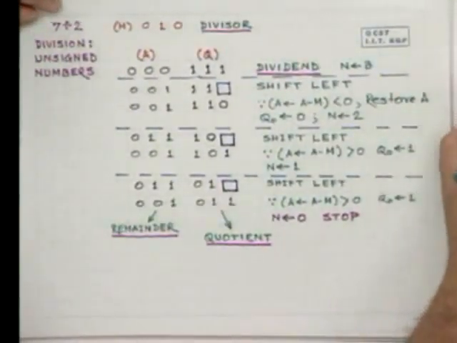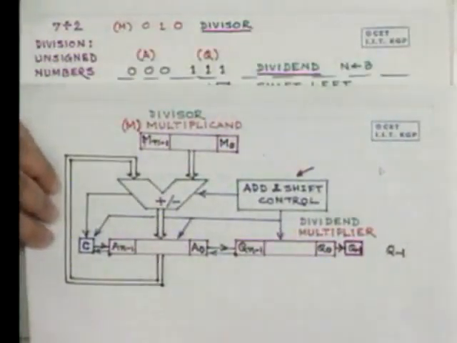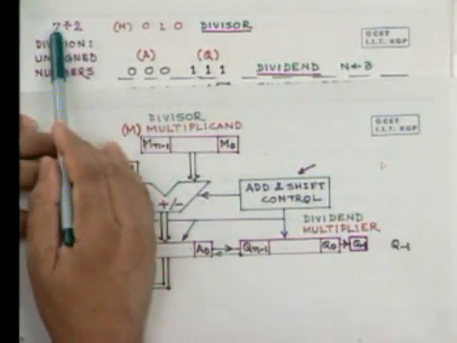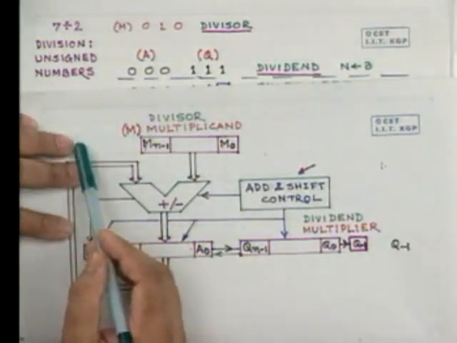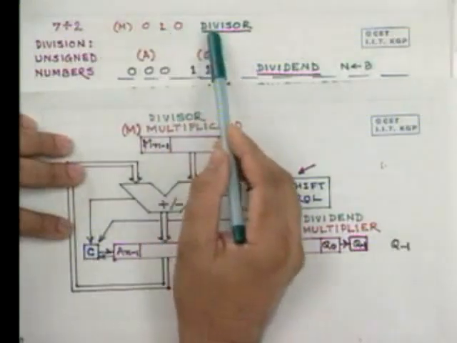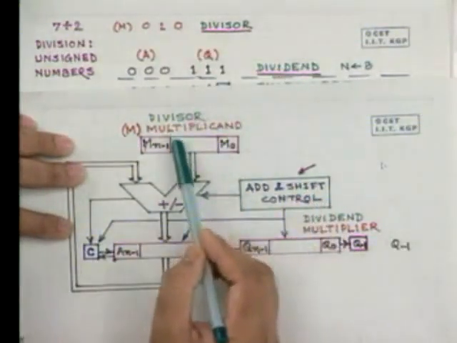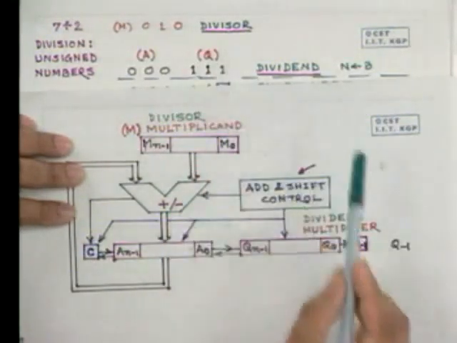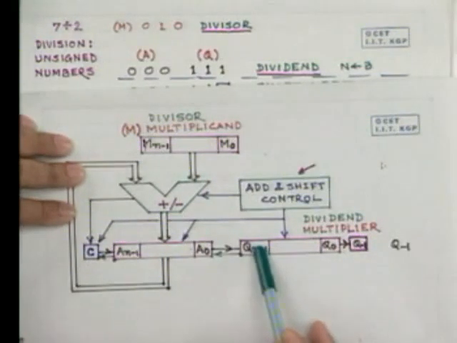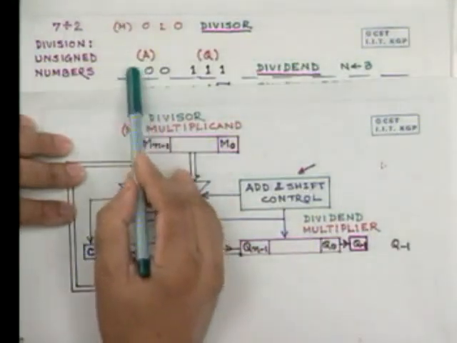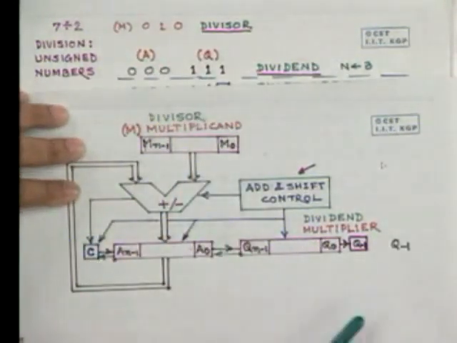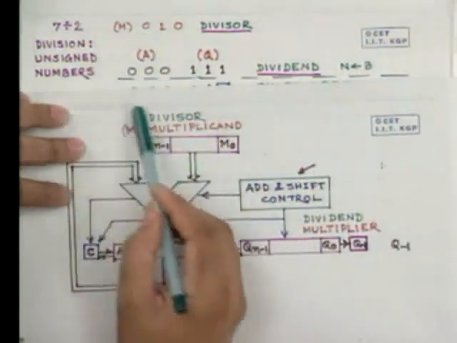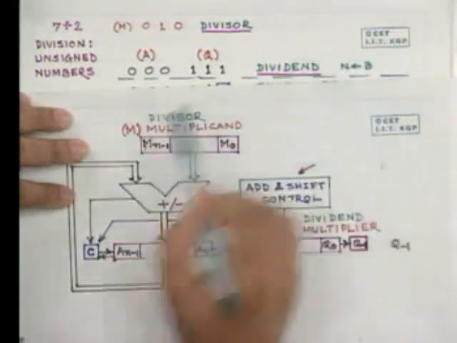Let us say we are trying to do the division of 7 divided by 2 as an example. The divisor is 2 and that has been put into the M register. The dividend is 7, which will be kept in the Q register, and the A register is clear. Our operation starts from here. Since this is a 3-bit number, count 3 has been put into N.